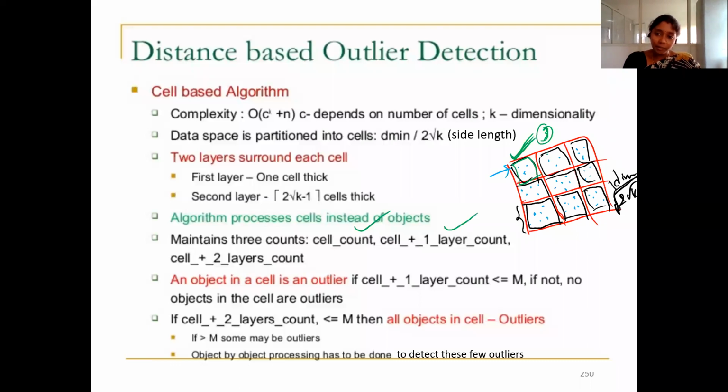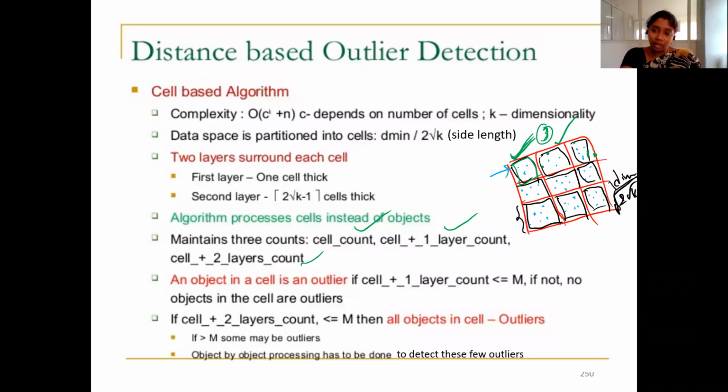So let us say, for example, two more elements are there in the first layer of the cell, and there are 3 elements in the cell. So this cell plus 1 layer count is nothing but 5. And the third count is the cell plus 2 layer count. Cell plus 2 layer count means the number of elements present in the cell, plus the number of elements present in the first layer of the cell, and the number of elements present in the second layer of the cell. So here, for example, we have some elements. Similarly, here also we have some elements.